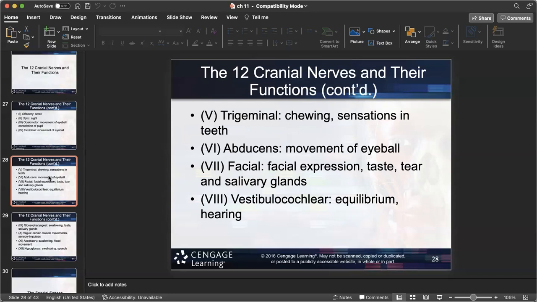The cranial nerve number 8 is the vestibulocochlear nerve. That one's a mouthful. So once again, the vestibulocochlear nerve. It is responsible for our sense of hearing as well as our sense of balance, more formally known as equilibrium. And it has a lot to do with what's going on in the inner ear. I will show you in a slide later on.